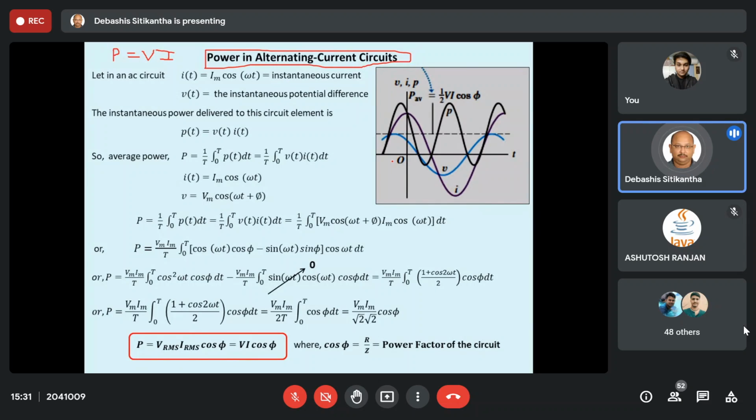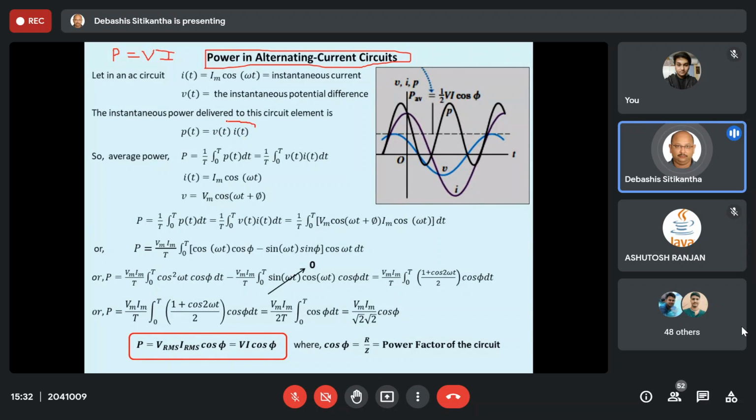As you can see, power is nothing but the product of V into I. As I told you, there are three types of voltage or current: instantaneous value, maximum value, RMS value. Similarly, we also have power: instantaneous power and average power. Average power is nothing but the product of the RMS values. Now, instantaneous power P(t) is equal to instantaneous voltage multiplied by instantaneous current, as simple as that.